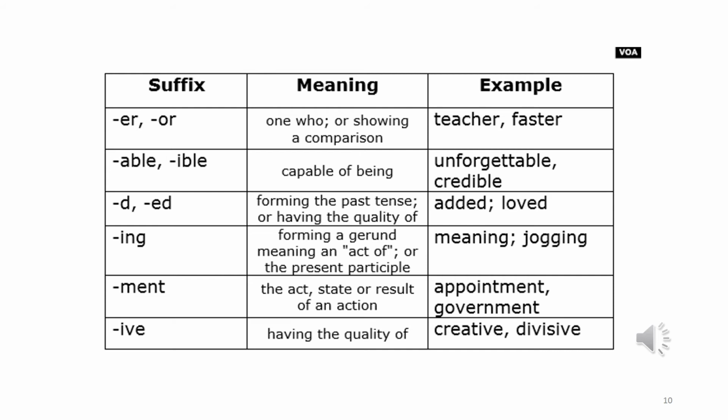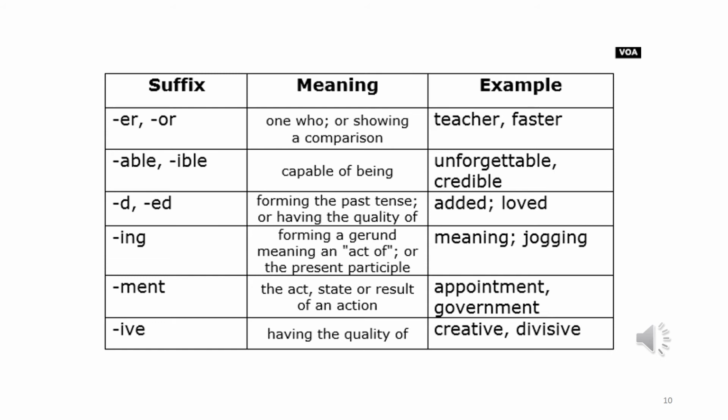In the second example, look at the suffixes able and ible. The meaning of these suffixes is capable of being. For example, unforgettable, credible. Look at the third one, d and ed. When we add this, it gives the meaning of forming the past tense or having the quality of. For example, added, loved. The root words are add and love.